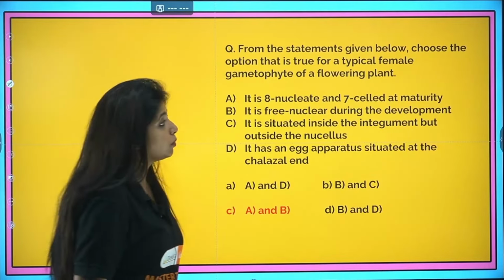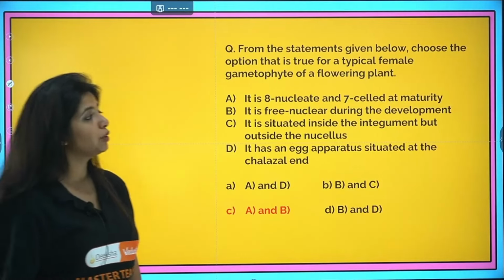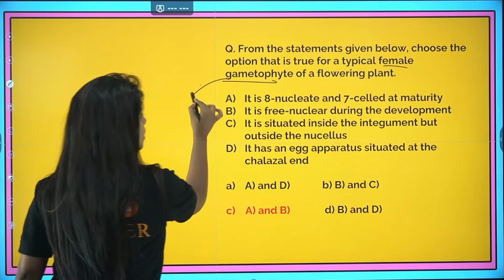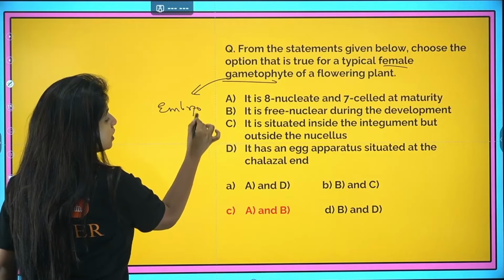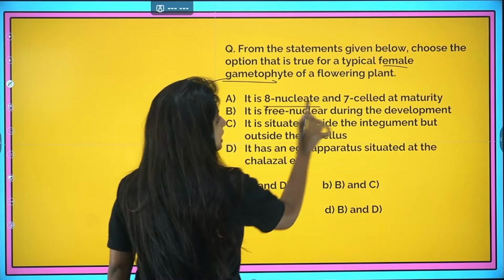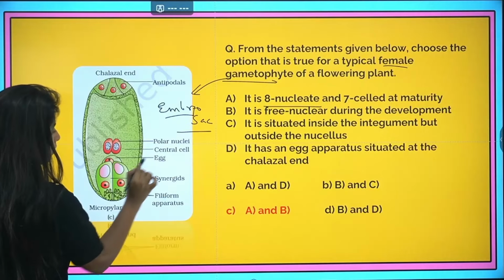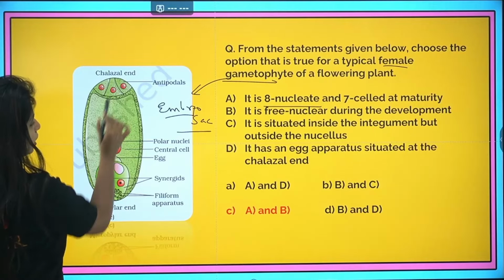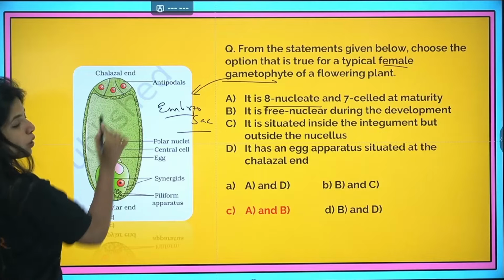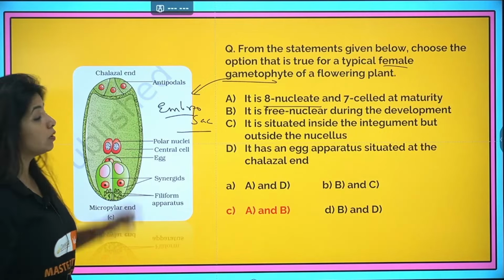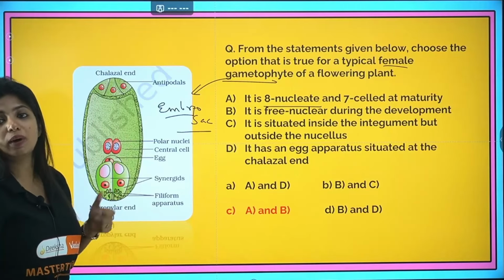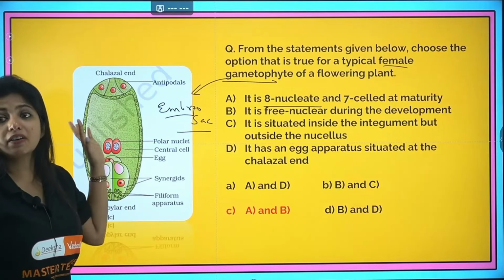Now, from the statements given below, choose the option that is true for a typical female gametophyte of a flowering plant. What is a female gametophyte? The one that will form the gametes. It is the embryo sac. So you should know what is true for the embryo sac. It is 8 nucleate and 7 celled at maturity. Yes, it has 8 nuclei. I have the picture of it. If you see 1, 2, 3 cells, again 3 plus 3, 6, and this whole thing is a cell, so 7 cells are there. But if we talk about nuclei, 1, 2, 3, 4, 5, 6, 7, 8. So one cell has 2 nuclei. That is why it is 8 nucleate but 7 celled at maturity.